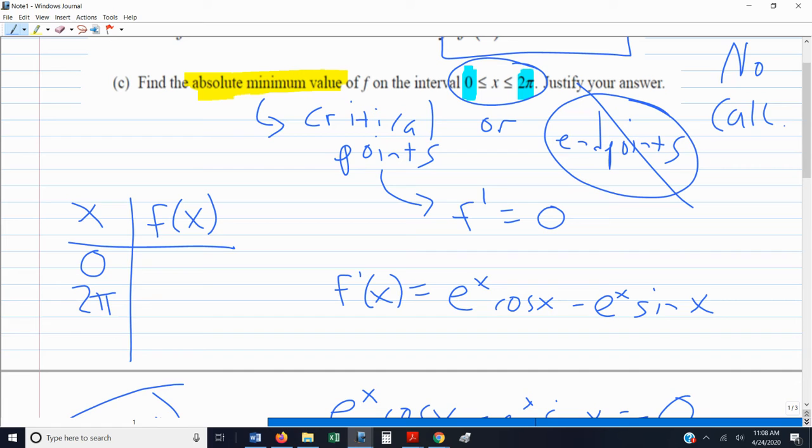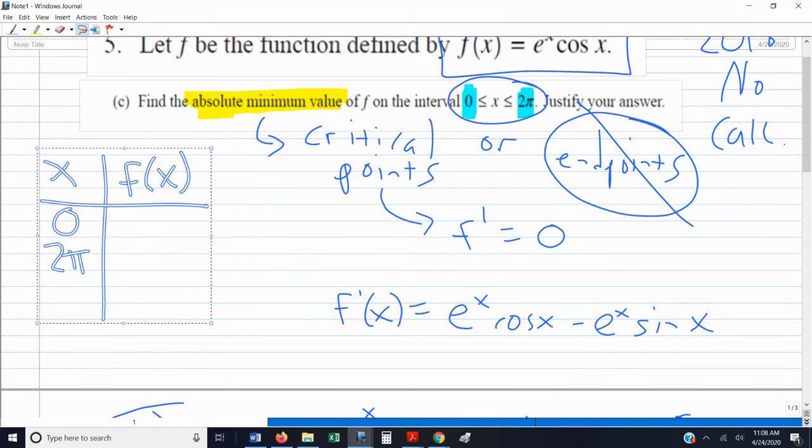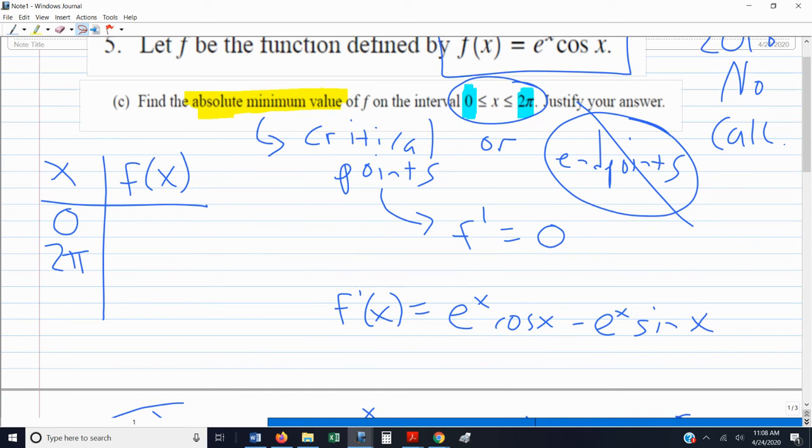So we have to add, let me just move this up a tiny bit, we have to add those points, pi over 4 and 5 pi over 4, to our candidates test. So we have our endpoints of 0 and 2 pi. We got our critical points of pi over 4 and 5 pi over 4.